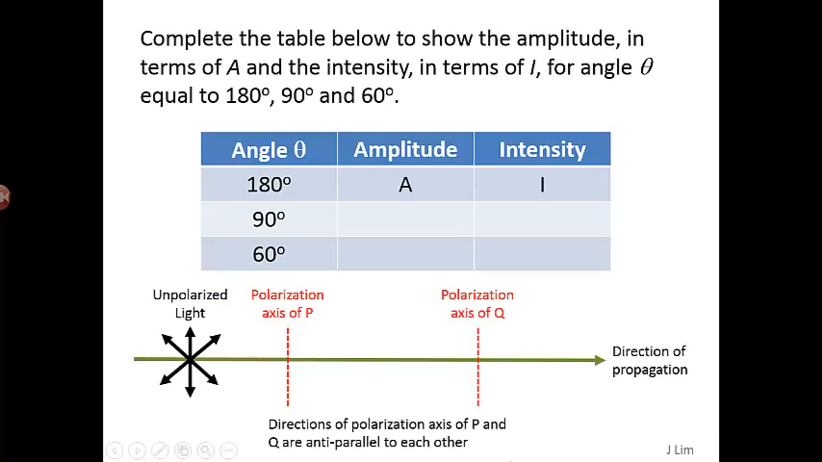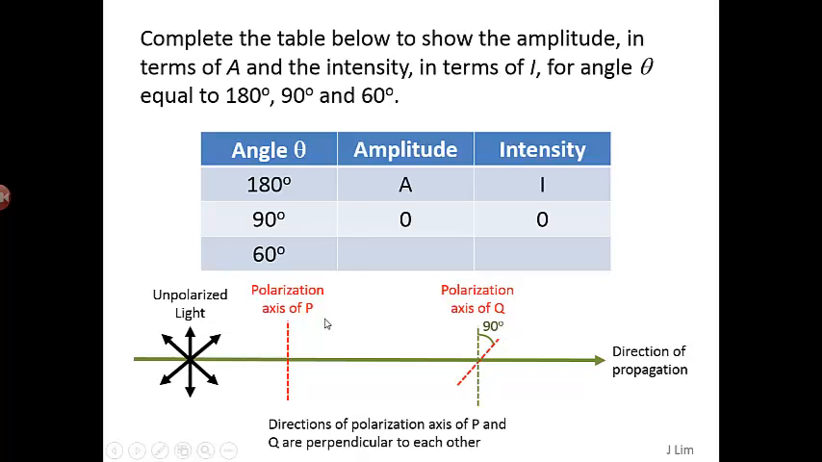Now, unpolarized light, when it passes through Polaroid P, will be parallel to the axis of polarization of Polaroid P. So this is polarized. It passes through Polaroid Q, which is parallel to the axis of Polaroid P, so the entire wave will pass through. So the amplitude will be A after passing through P.